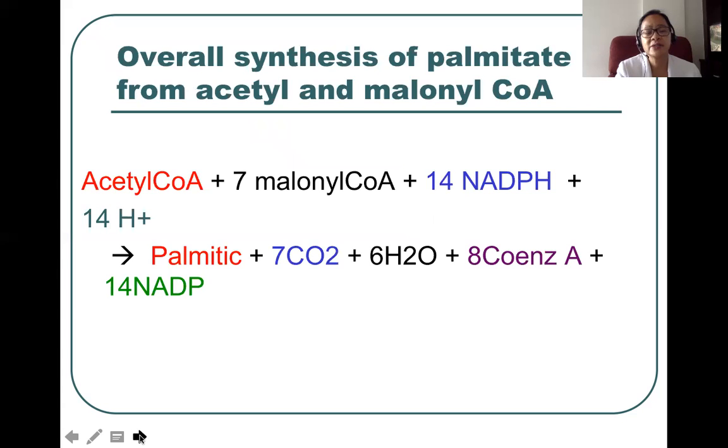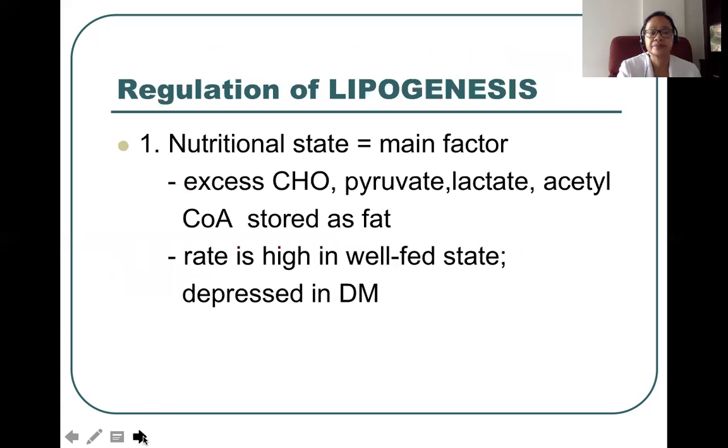So this is the stoichiometry of the overall synthesis of palmitate from acetyl and malonyl coenzyme A. We utilize an acetyl-CoA, 7 malonyl-CoA, 14 NADPH during the process, and also 14 hydrogen. And we release palmitic acid because of the decarboxylation during the condensation part. So we release 7 carbon dioxide, 6 water, 8 coenzyme A's, and 14 NADP.